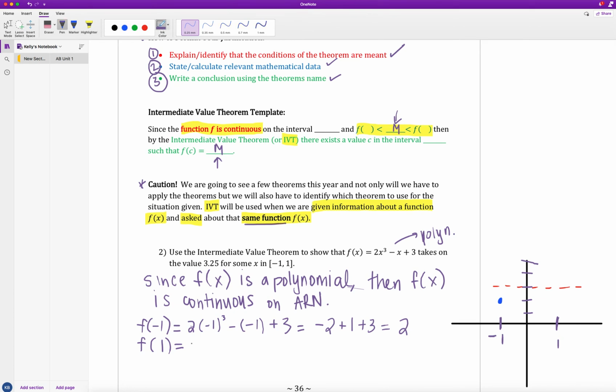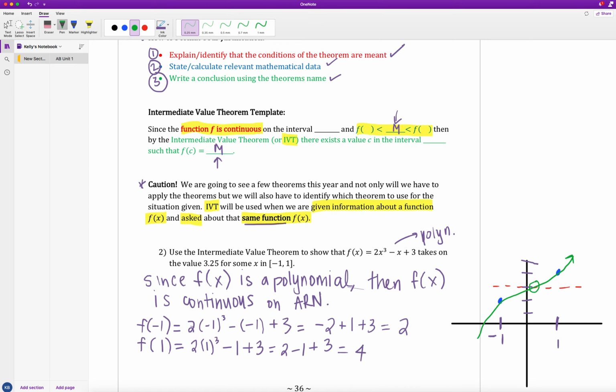We can do the same thing for +1. If I substitute in +1, I'm looking at 2 times +1 cubed minus 1 plus 3. Simplifying this down, we get 2 minus 1 plus 3, so I end up with +4 then. So if I were to plot that at x equals 1, I'm up here at +1, 2, 3, 4. What that tells me then is since I have a value that is smaller than 3.25 and I move to a value that is bigger than 3.25, I have to cross through it at least once since this graph is continuous. So one option could be is maybe it curves a little bit and it crosses through like that, and I hit 3.25 right there.